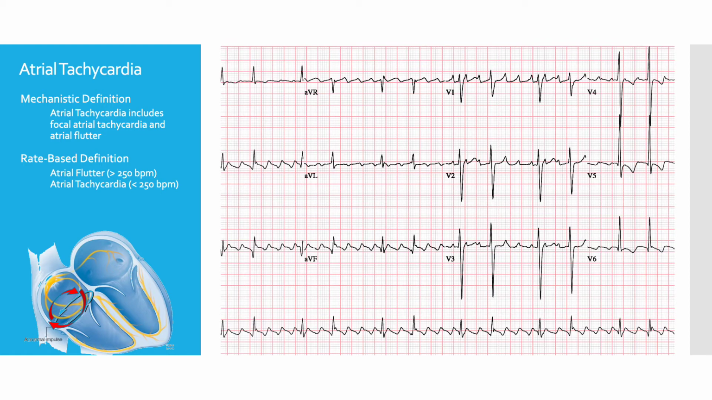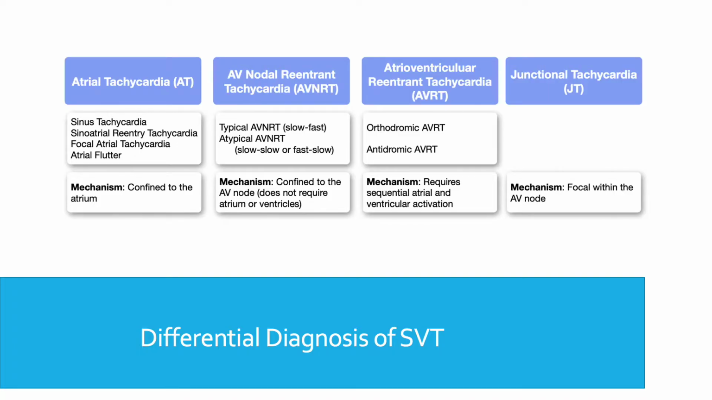Obviously, a common macro reentry circuit is the one illustrated here. It uses the cavo-tricuspid isthmus as a turnaround point for the arrhythmia. This one most clinicians should be able to identify and have relative certainty about the mechanism. For the purposes of this presentation, I will use the mechanistic definition and refer to all arrhythmias contained entirely within the atria as atrial tachycardias. Next, we will discuss AV node reentry tachycardia.